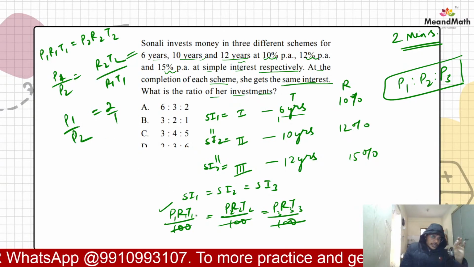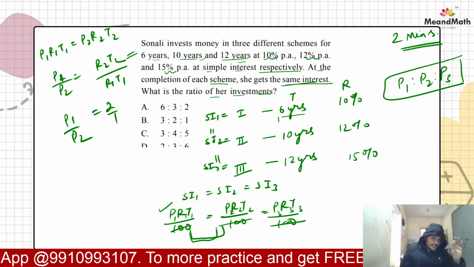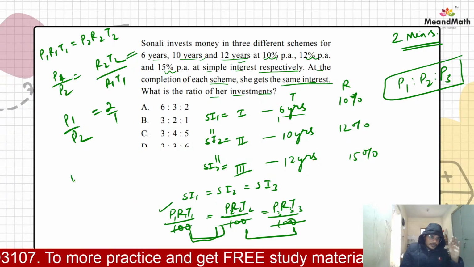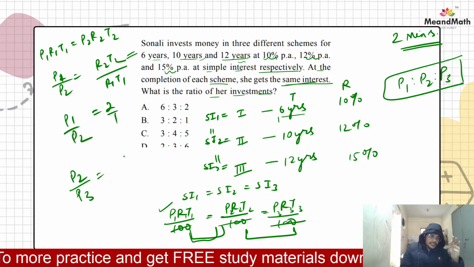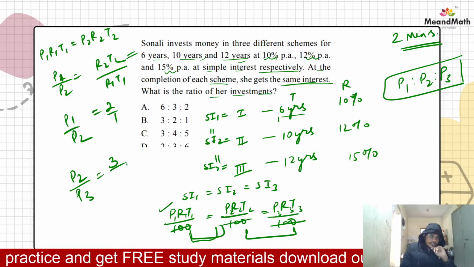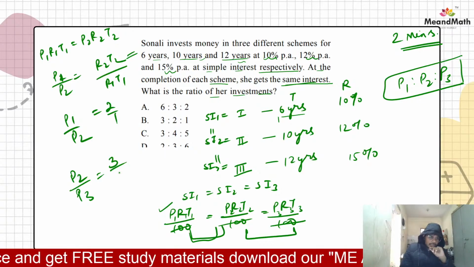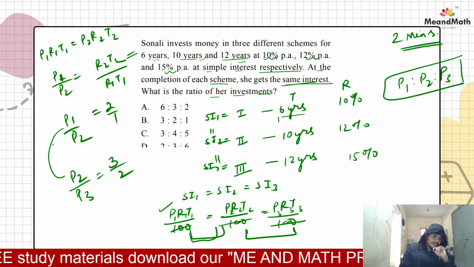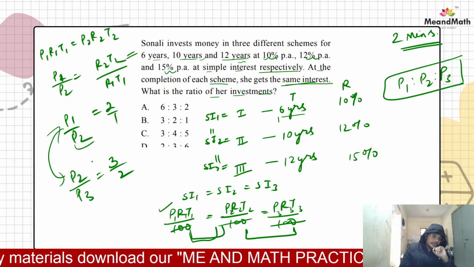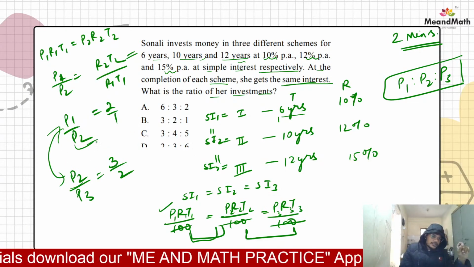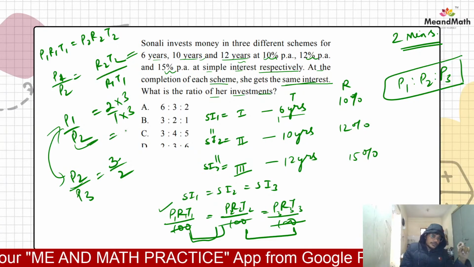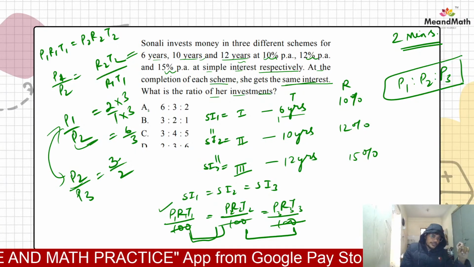P1 upon P2. Now whatever you have done with this, you have to do the same thing with this, and you will end up with P2 upon P3 as 3 ratio 2, right? Now just make them into one. P2 is common, you have to convert this P2 into 3, so you have to multiply this with 3 and this with 3, and you will have 6 ratio 3 ratio 2.